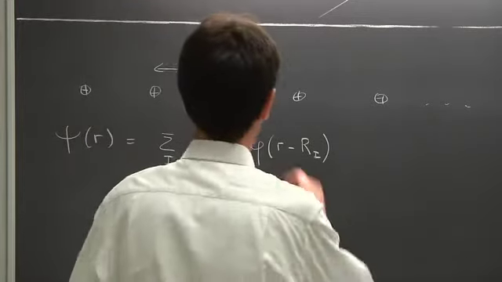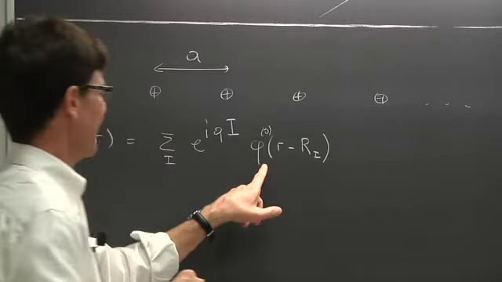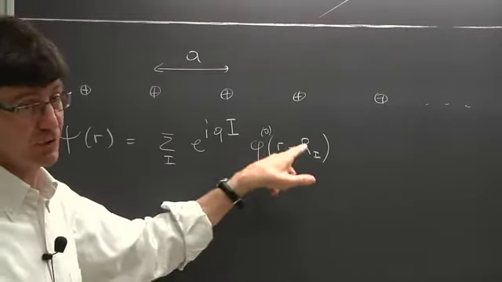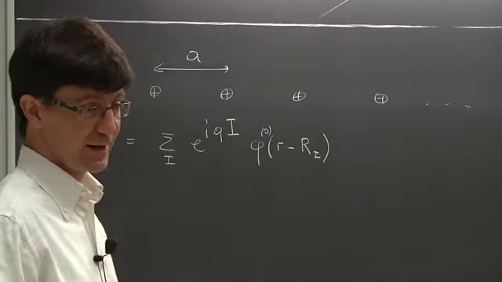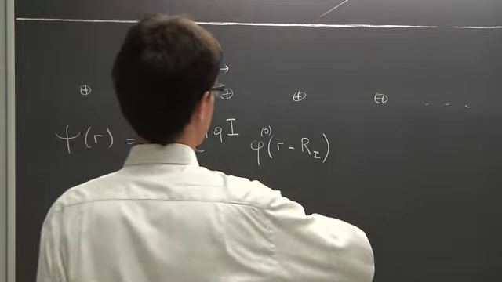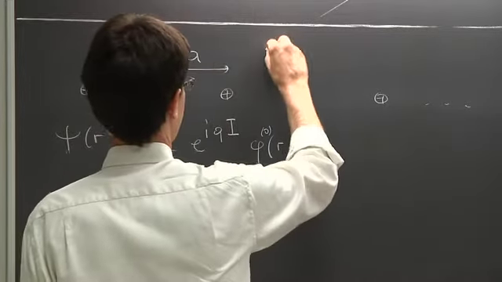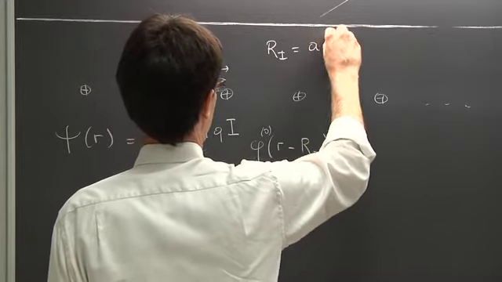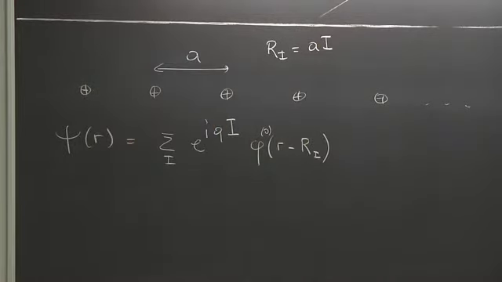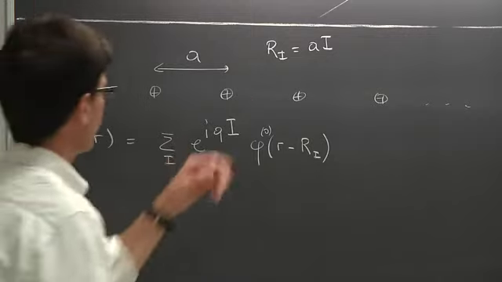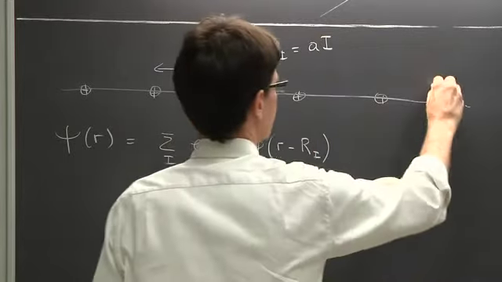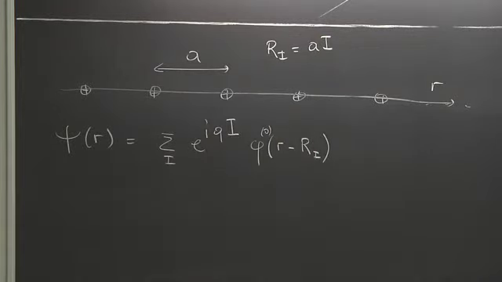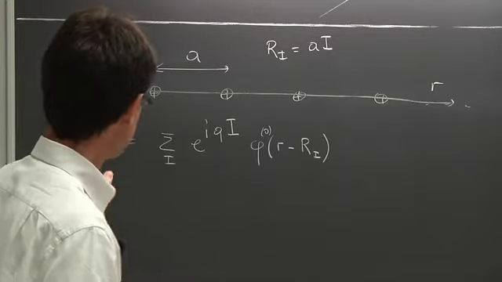Yes, you're right, we put the zero on top. And instead of putting i here, I'm writing explicitly what I mean by that. It's the atomic wave function centered at site R_i. And R_i is a times i. So it's the position along this one-dimensional line, R. We are in one dimension here. We forget about the extra dimensions. We're just in one dimension.